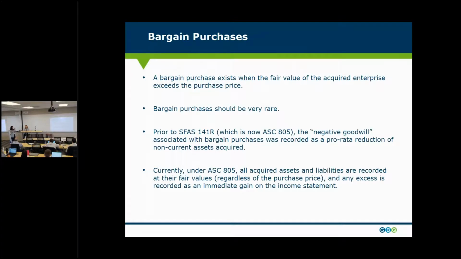Prior to the predecessor to ASC 805, the negative goodwill associated with bargain purchases was reported as a pro rata reduction of the assets acquired. Now, all assets and liabilities you still record at their fair value. You're not doing any pro rata reduction. Any excess is reported as a gain on the income statement.